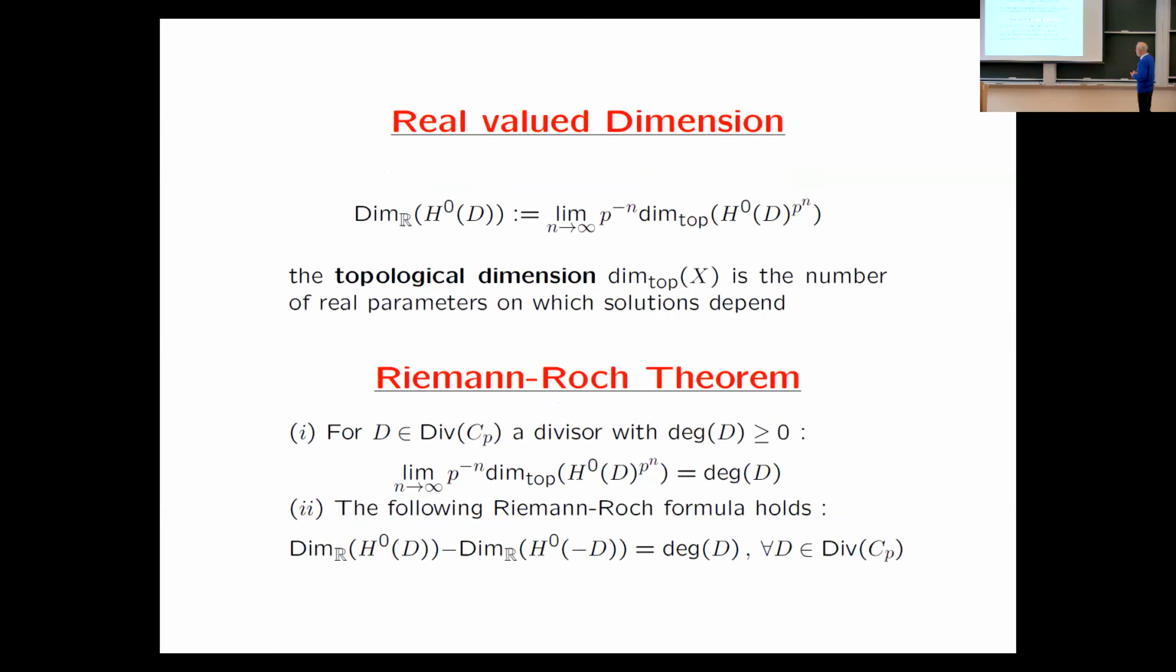So then we defined, following the idea of von Neumann, the continuous, real-valued dimension, by taking the limit of the topological dimension of the space of solutions, divided by p to the n. This is strictly analogous to the von Neumann dimensions. And then we proved the Riemann-Roch theorem. It would have been strictly impossible to have a Riemann-Roch formula with a real-valued degree without using the von Neumann dimensions. So then we have this Riemann-Roch theorem. And the Riemann-Roch formula is extremely simple in that case because it's an elliptic curve.